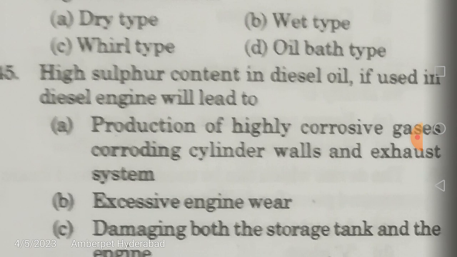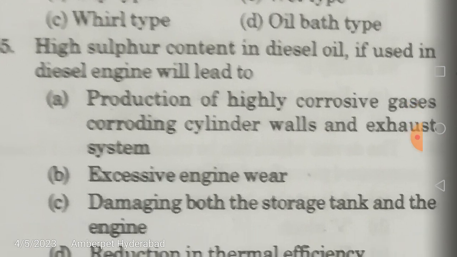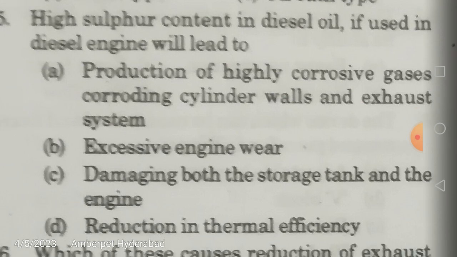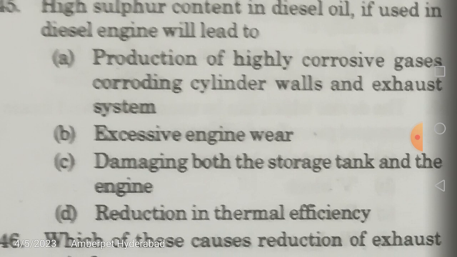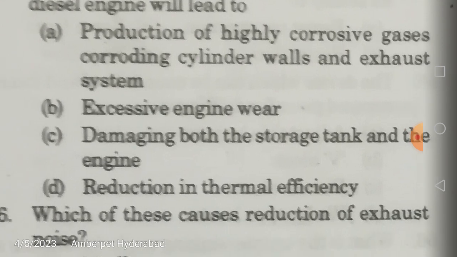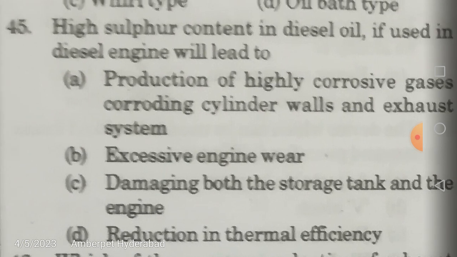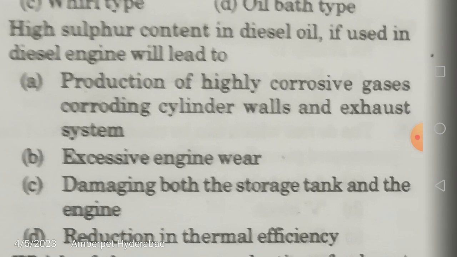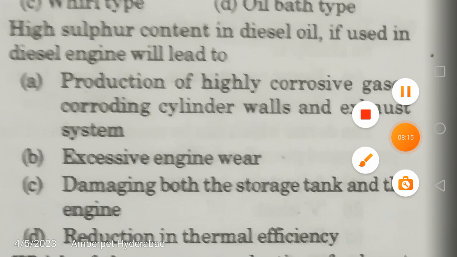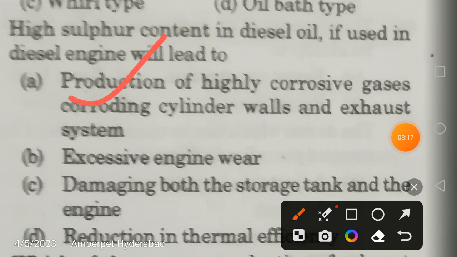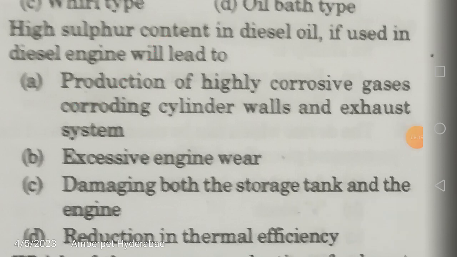Now, high sulfur content in diesel oil, if used in diesel engine, will lead to what of these? Is it the production of highly corrosive gases, corroding cylinder walls and exhaust system, excessive engine wear, damaging both storage tank and the engine, or reduction in thermal efficiency? It is going to result in the first one, that is production of highly corrosive gases, corroding cylinder walls and exhaust system. This is very, very dangerous, friends. We will ensure that in most of the fuels there is no sulfur.